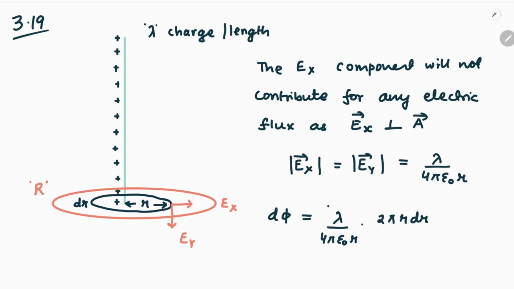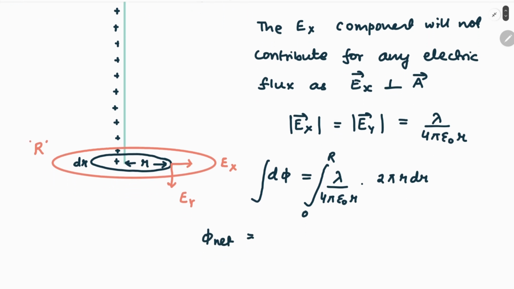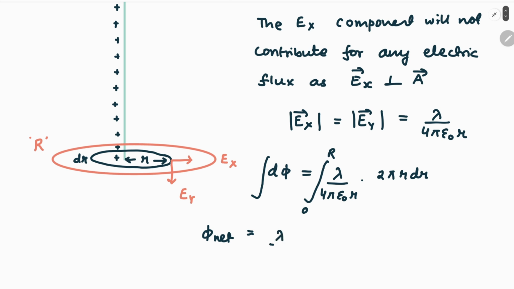So this is the flux that we have, and if we integrate this value for the total length 0 to R, we get the net flux value. The net flux that we have is equal to lambda upon 2 epsilon naught times the integration of dr from 0 to R. So r and r cancel out, pi cancels out 2. So we get the final answer as lambda capital R by 2 epsilon naught. So this is the answer for this problem which we are looking for.